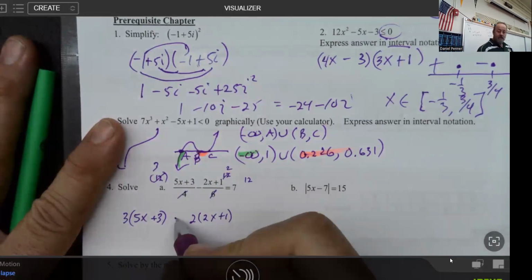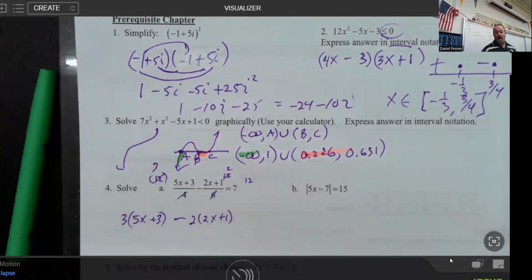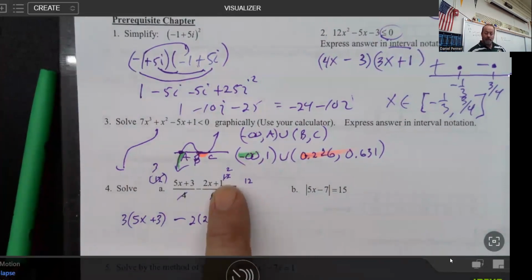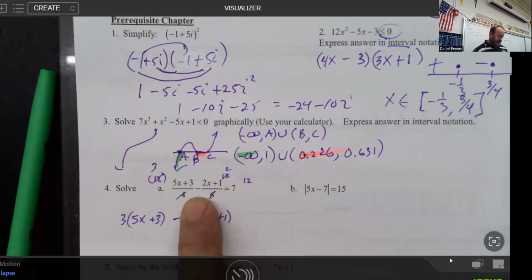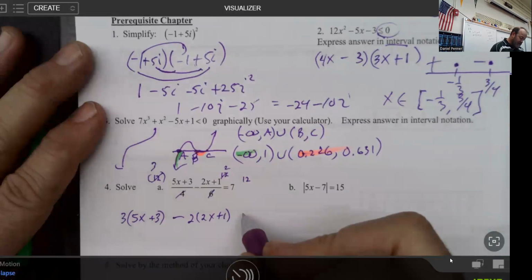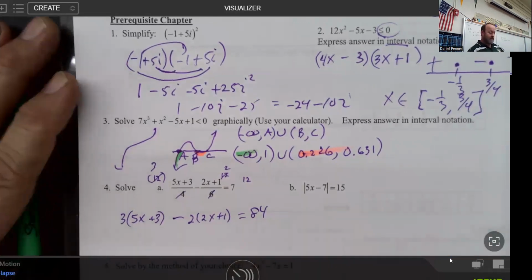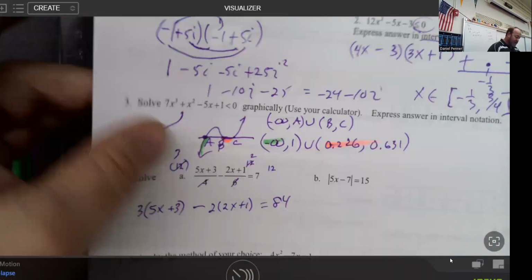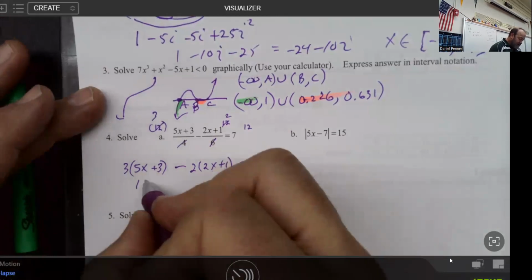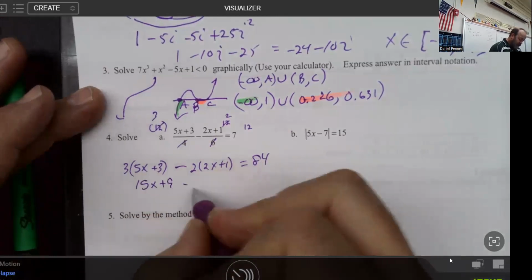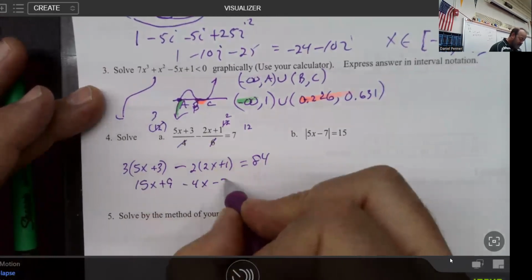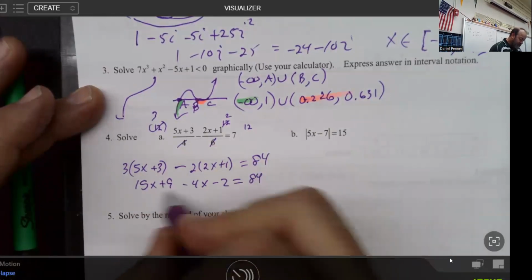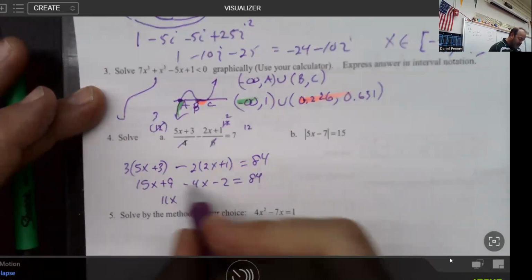But keep in mind, there's still a minus in the middle, and that's why I asked this question. Because when I distribute this, a lot of people forget about that minus there. And parentheses matter, and that's going to be equal to 7 times 12. Nothing cancels. I'm looking at 84. So 15x and 9 minus 4x minus 2. Let's see. So I have 11 x's. 9 minus 2 is 7.